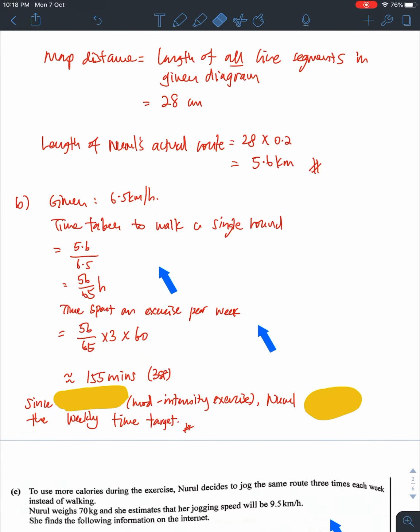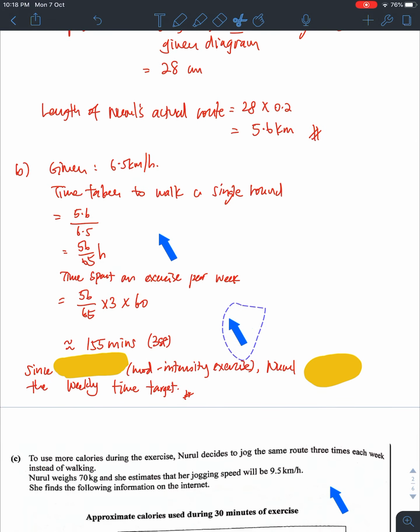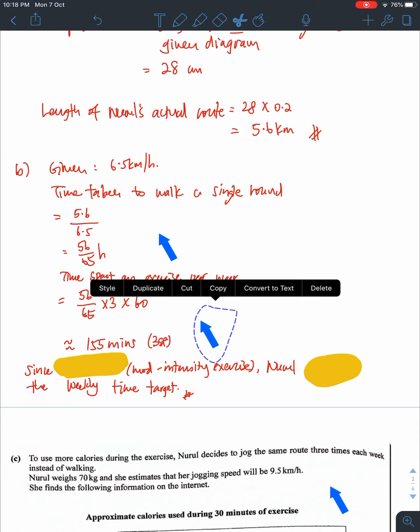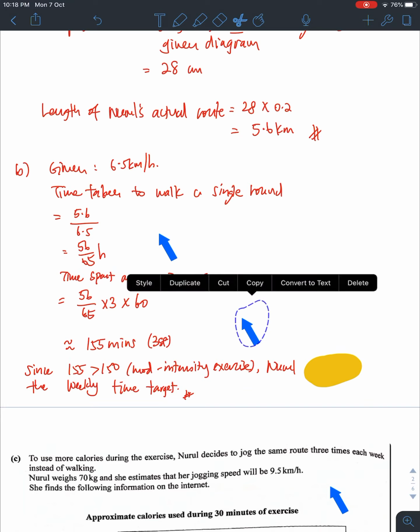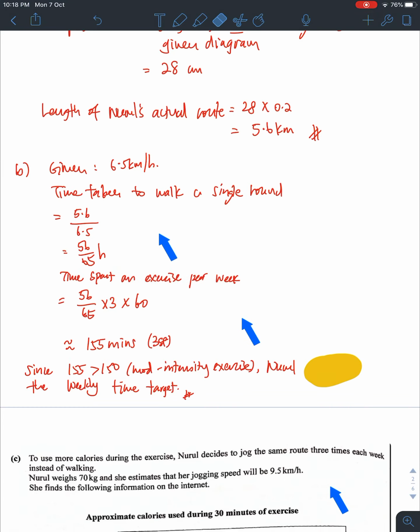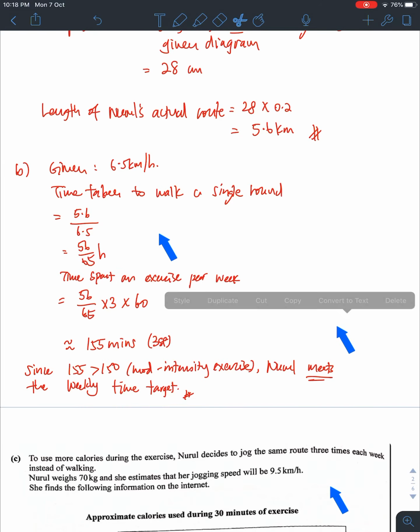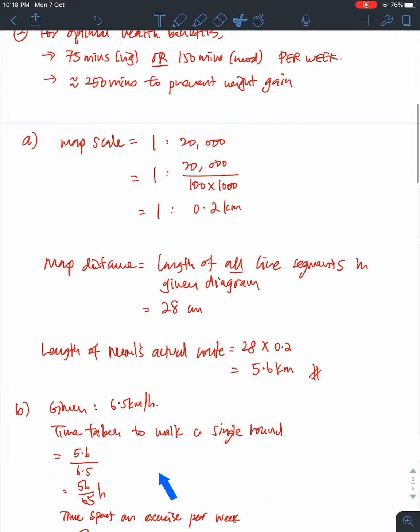That gives us 155 minutes. Finally, we conclude that since she spends 155 minutes, which is clearly more than the 150 minutes of moderate intensity exercise in the health advisory, Nuru meets the weekly time target. She meets it because of the time she spends exercising. So we are done with part B.